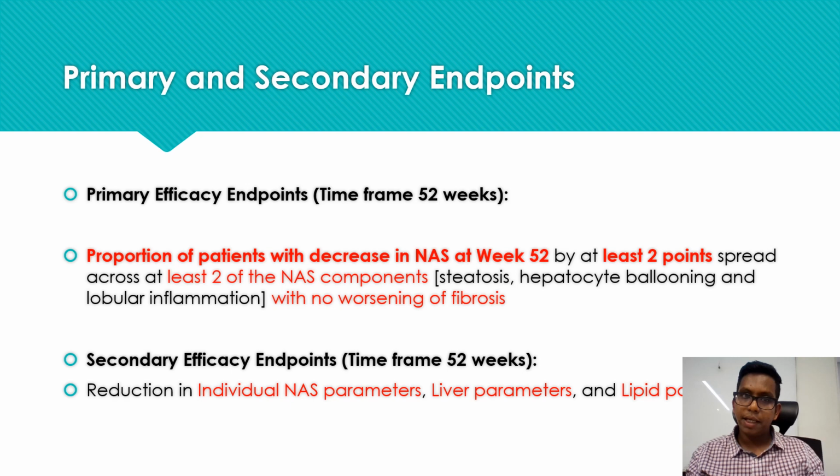Now what are the primary and secondary endpoints? The proportion of patients in whom the NAS score was reduced by 2 points at the end of 52 weeks, such patients met the primary endpoint, or this is the primary endpoint. What is the secondary endpoint? Reduction in individual components of NAS, then liver parameters or liver function tests, and lipid components. So all of this, individual NAS components, liver functions and decrease in the lipid profile, became secondary endpoints.